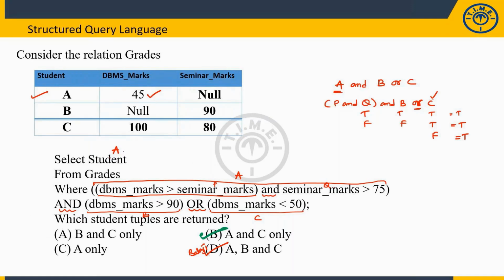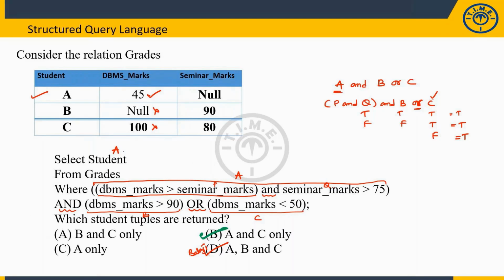What is the value of null? No value. When there is no value, how will you compare with less than 50? Null is not zero, correct? Null means no value. When no value, a less than 50 comparison is always false. So DBMS marks less than 50 is correct for the first row and incorrect for these two. So A is in the output.